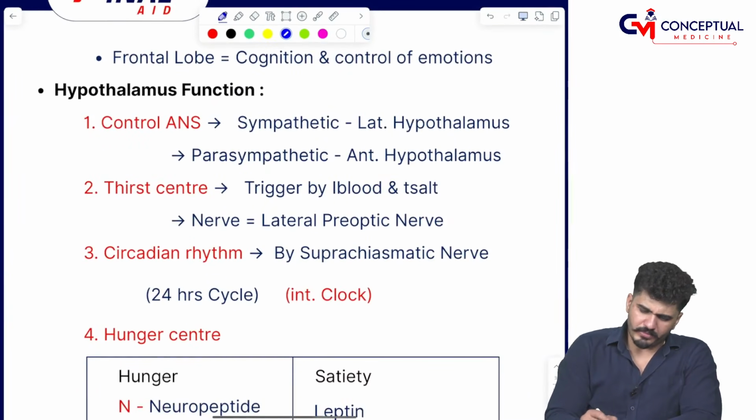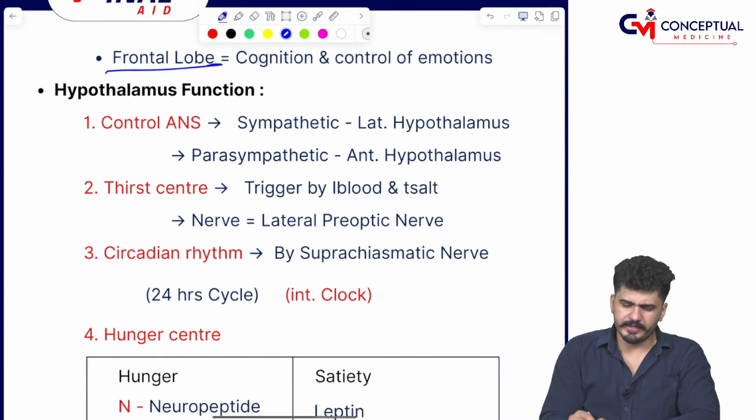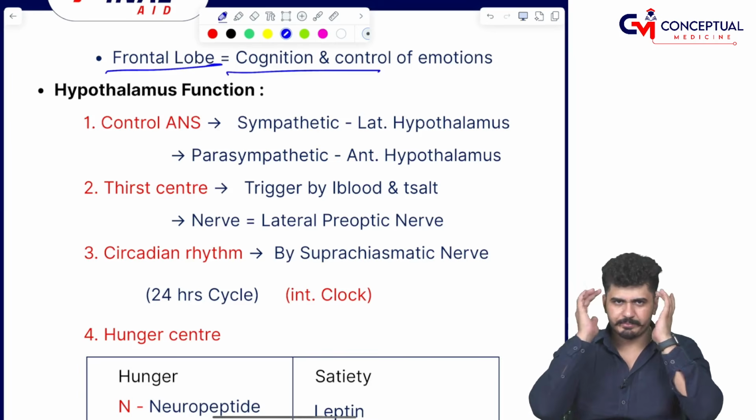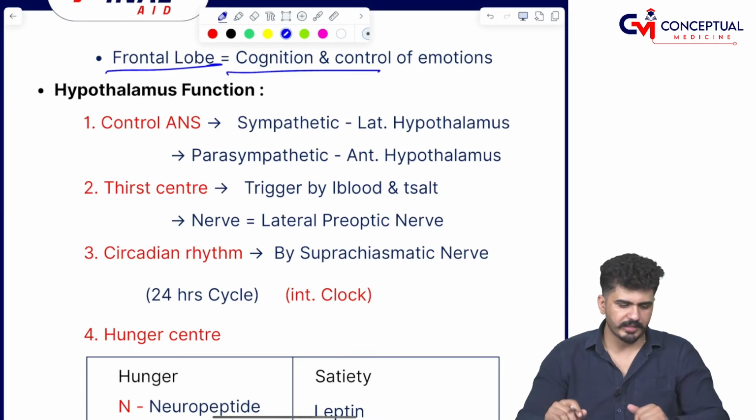Now sir, what will the frontal lobe do? Frontal lobe does cognition and control of emotions. Emotion is generated, so who will control it? That is done by the frontal lobe.